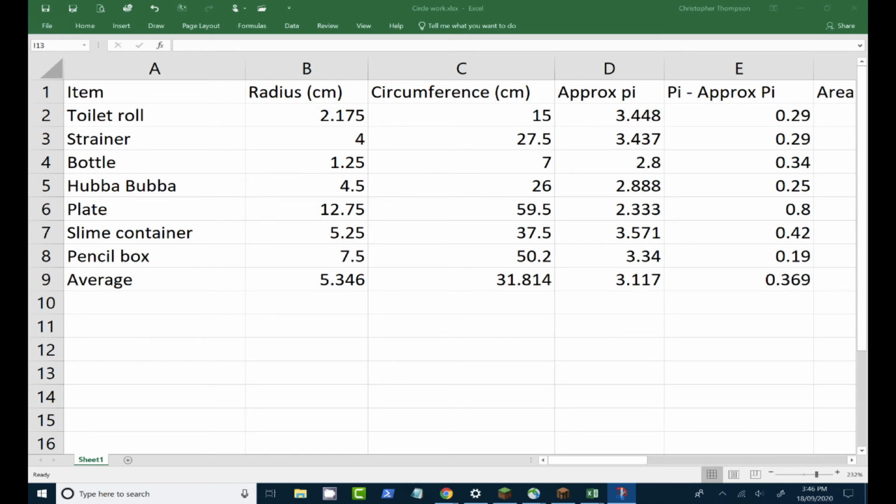Pi actually has a well-known value of 3.14. My approximation for pi is my circumference divided by my diameter. You'll notice that my values aren't too close to 3.14. However, the average of all of my numbers is much closer to 3.14. So the moral of the story is that the more experiments you do, the more data you gain, and your results are much more accurate.